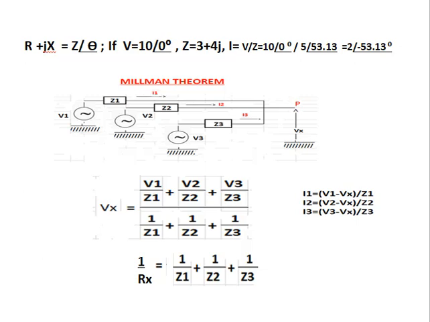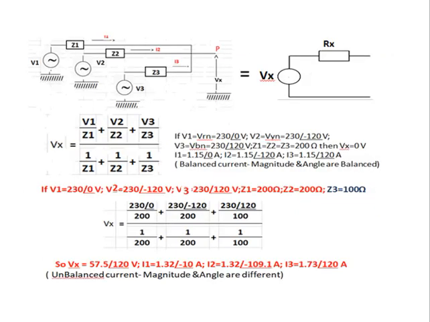I1 is equal to V1 minus Vx by Z1. I2 is equal to V2 minus Vx by Z2. I3 is equal to V3 minus Vx divided by Z3. Applying Millman theorem, finding the source voltage and source impedance at various values.